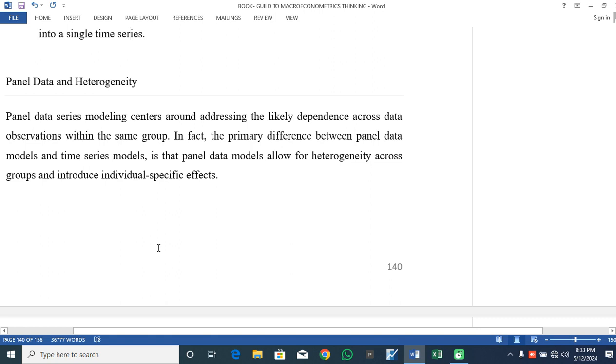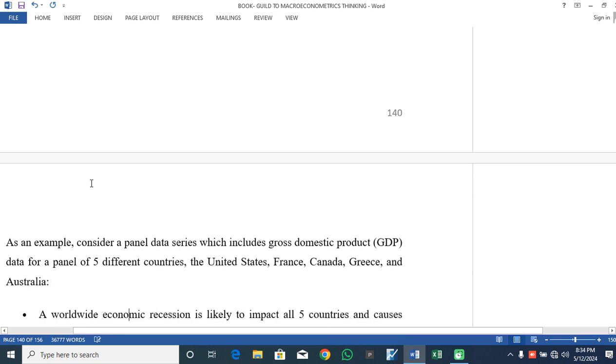Then the next item we want to look at is panel data and its heterogeneity. The panel data series modeling centers around addressing likely dependency across data observations within the same group. In fact, the primary difference between the panel data model and time series is that panel data models allow for heterogeneity across groups and introduce individual specific effects.